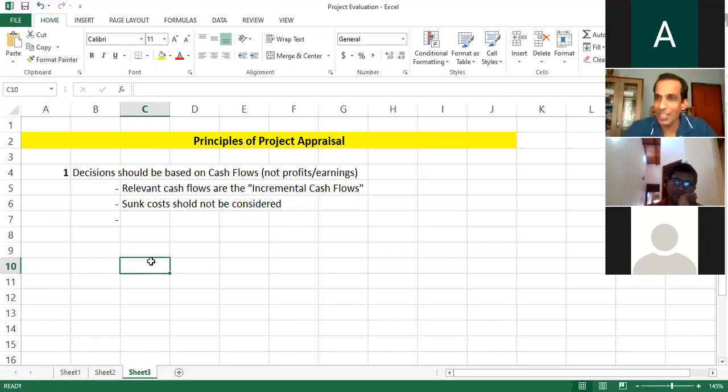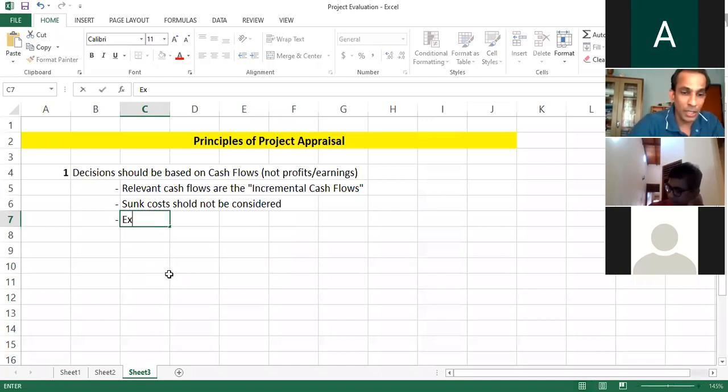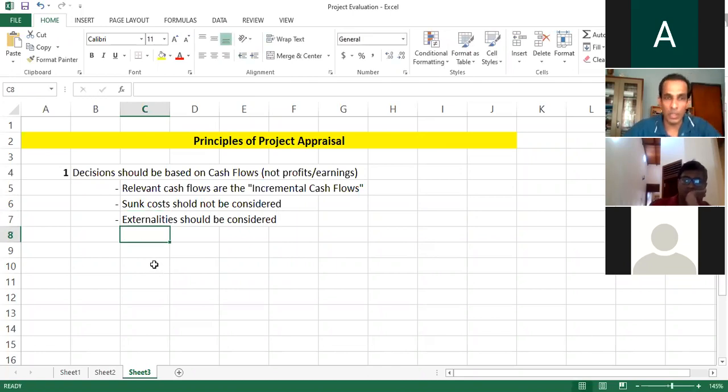So that type of condition may be there due to certain projects, right? So these are relevant. Why? These are incremental. We call them externalities. If there are externalities, that should be considered. Externalities should be considered, right?